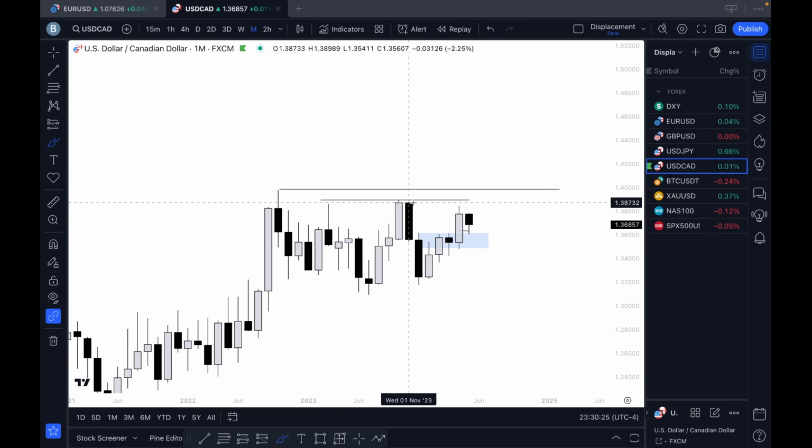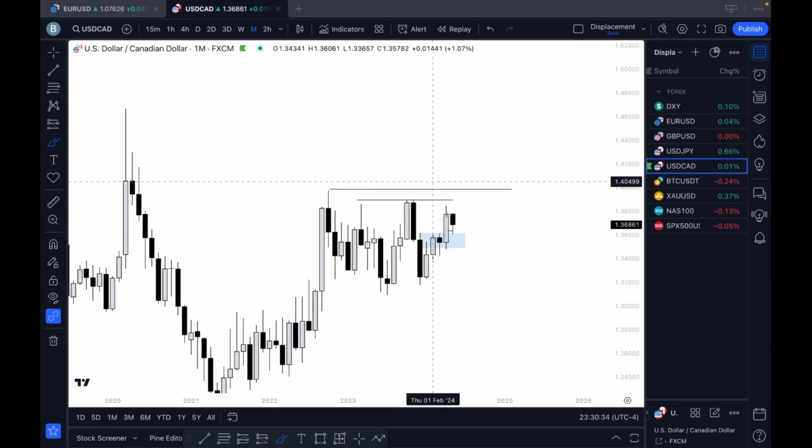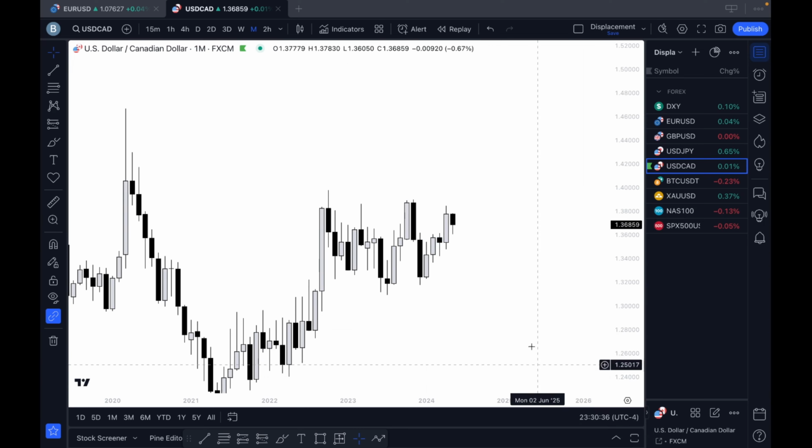These highs will be drawn liquidity. This is the 2022 high, this is also the 2023 high. So there are two years highs we have left. These are the extremely high probability drawn liquidity for us. Two years highs and lows.